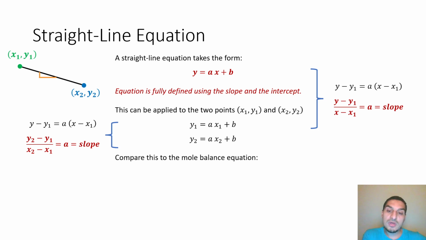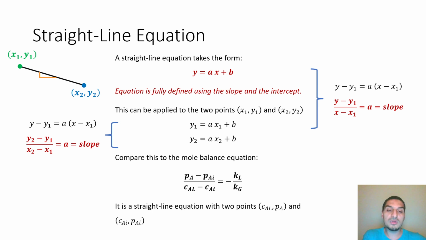Okay, so now we can compare the equations or the forms that we have to the form that we got from the mole balance on the interface, and you would see that this is a straight line equation. In most of the cases, we have constant mass transfer coefficients KL and KG. So the slope is constant. I know point PA and CAL, and the other point is PA and CA interface, both at the interface. So this is a straight line that passes by 2 points.